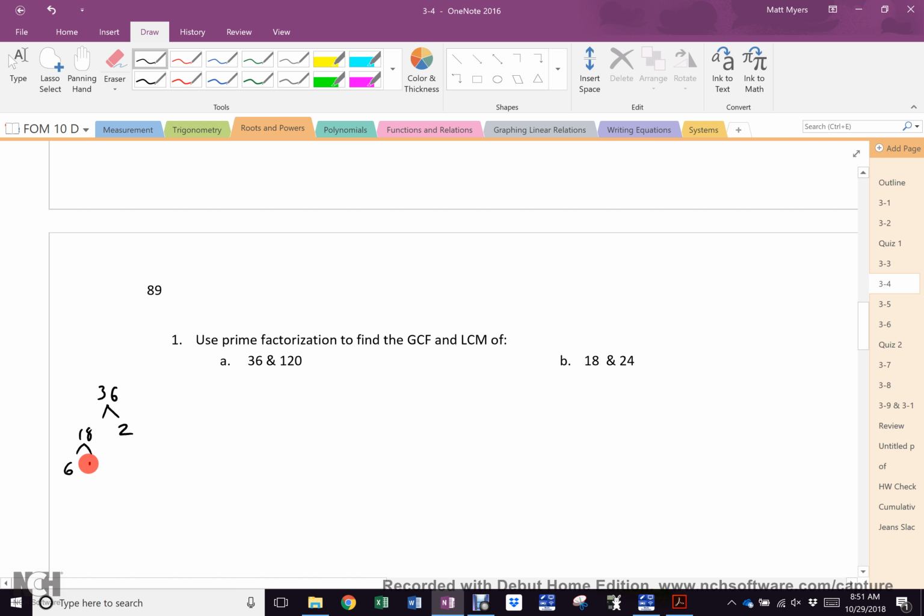So I keep going. 6 and 3. I've stopped there. And 3 and 2. And then I write it out as 2 squared times 3 squared. Yeah? No matter how you started your factor tree, it ended here. Yes? Excellent. Now I'm going to do that again over here with 120.